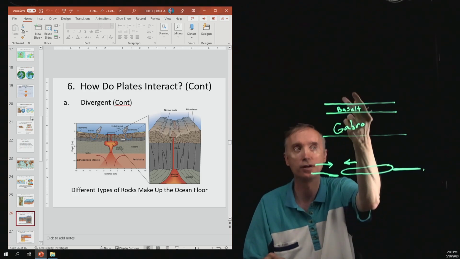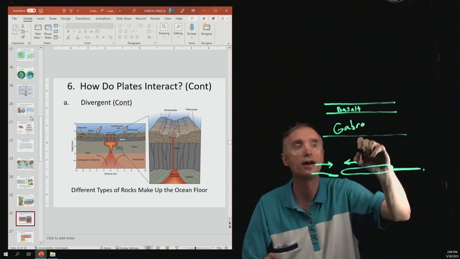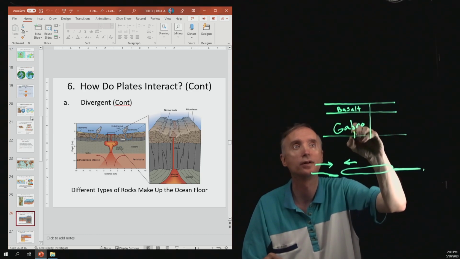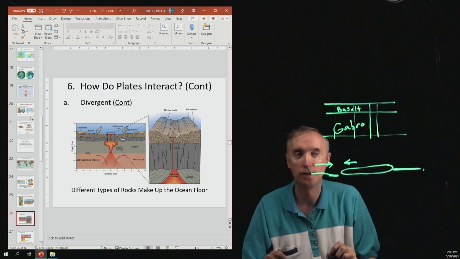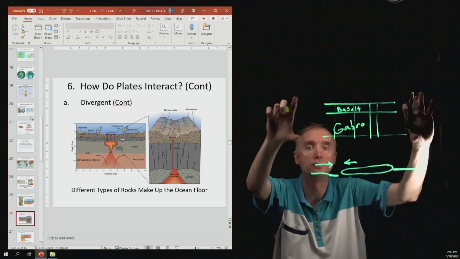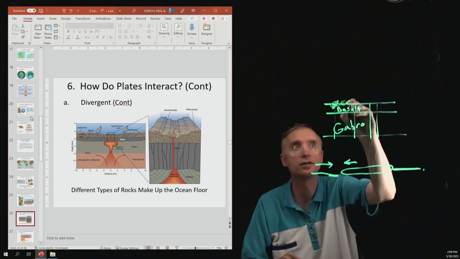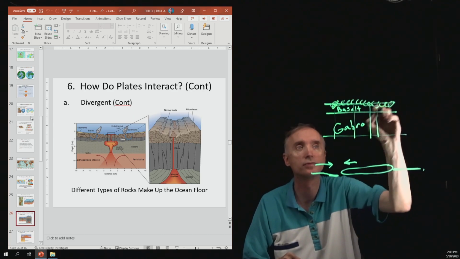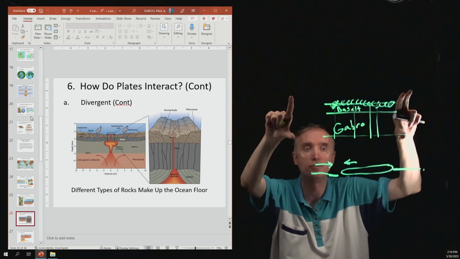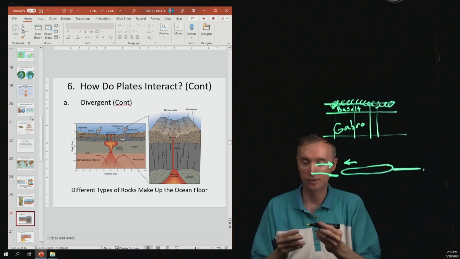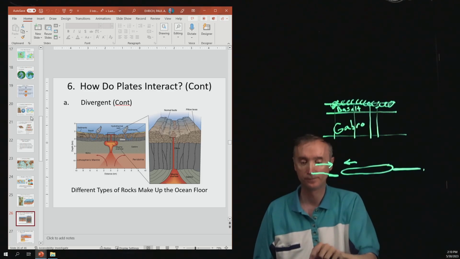As this material comes up, it's going to start to cause cracks. It's going to crack this material, and you're going to have sheeted dikes in there. Then the whole thing is going to be pulled apart. When it bubbles up to the surface, it's going to make pillow basalts, up here. But as soon as it hardens, it breaks apart and moves off to the side. So just know the different layers of the ocean floor.